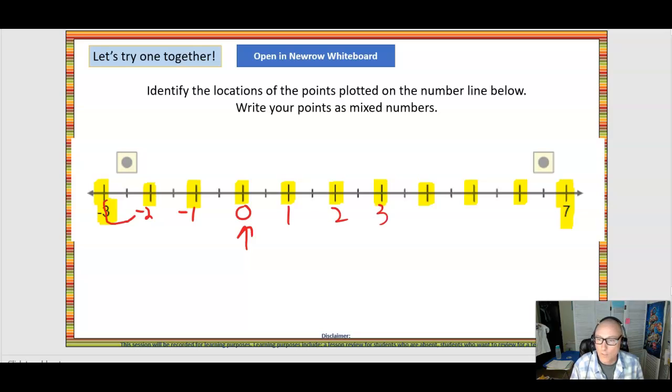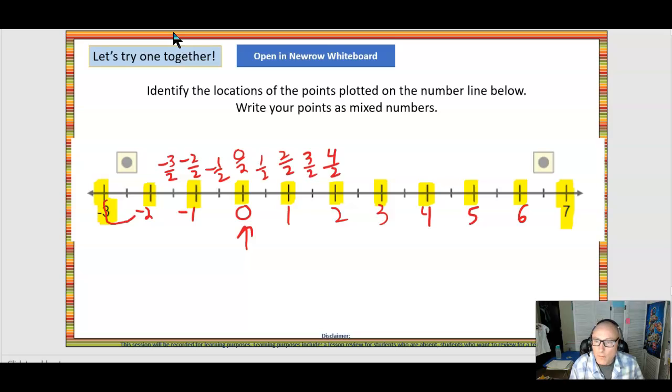All right, let's see if that works. 1, 2, 3, 4, 5, 6, 7. It does work. So now these are going to be halves. 1 half, 0 halves, right? -1 half. Sorry. What would this be? -2 halves. -3 halves, and so on. All right, you figure it out. Just go this way one more time. 2 over 2, 2 halves. 3 halves. 4 halves.